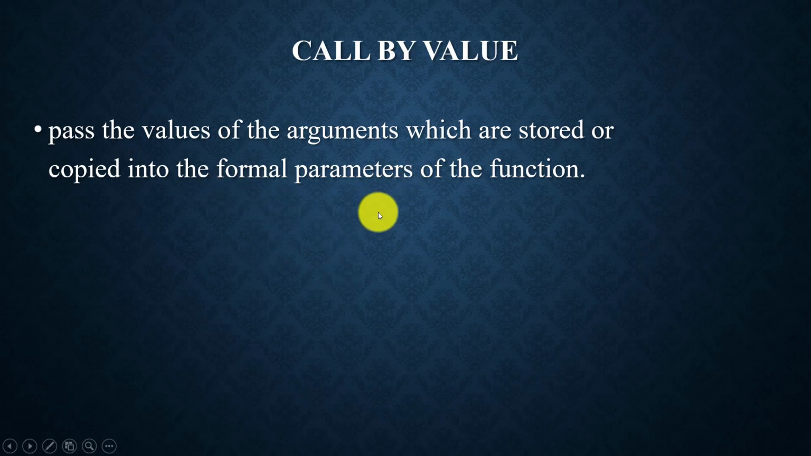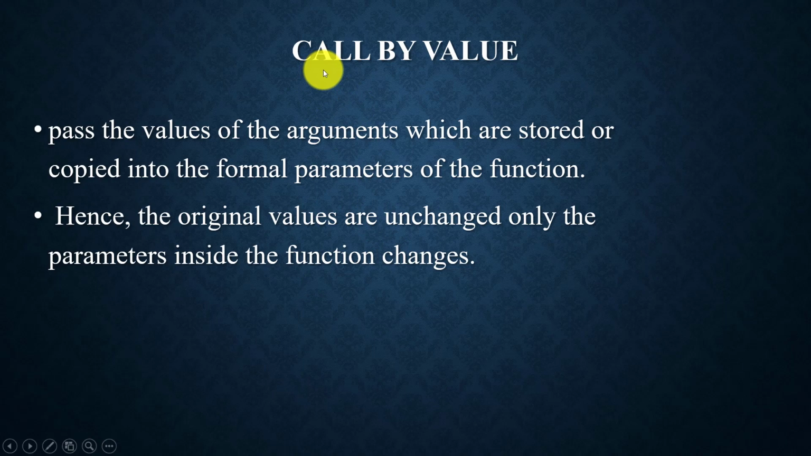Now what is meant by formal parameter? In the last video we discussed that a formal parameter is nothing but part of the definition, where inside the function definition we pass some variables or parameters, and those become formal parameters. Now while we are talking about call by value, here we are passing some original value which is unchanged, and only the parameters inside the function change. Let's understand this with one example.